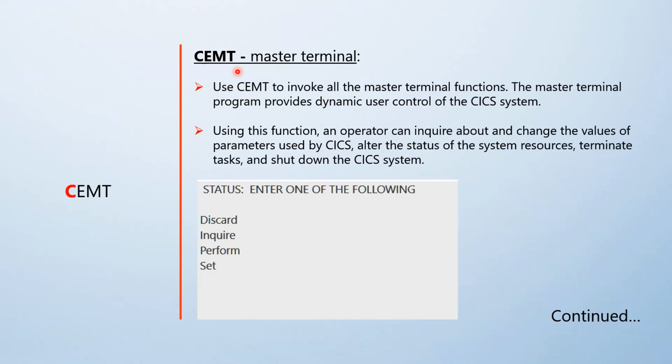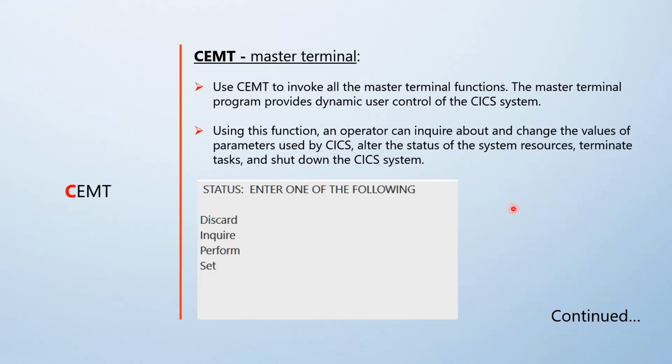As we discussed earlier, this is one of the important transactions, also called the CICS master terminal transaction. By using this you can dynamically change the status of various resources inside your CICS, and also the system parameters itself. You can terminate tasks, shut down your CICS region, and reset time, that is, sync your CICS clock with the MVS clock. So many actions can be performed using the CMT transaction.